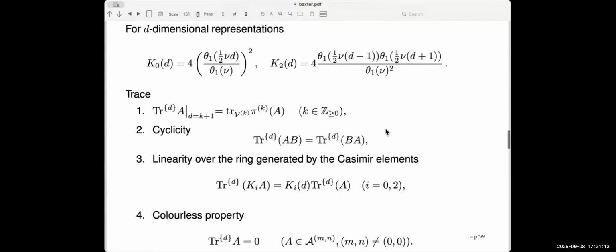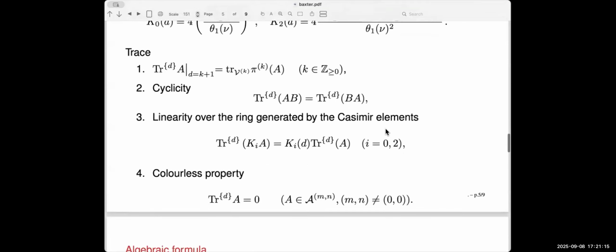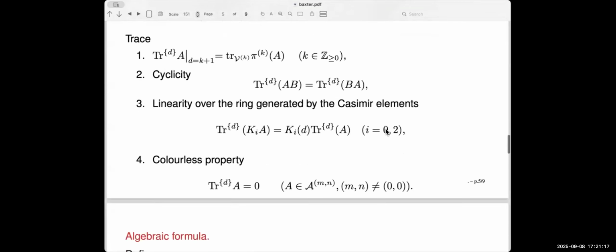So, and what we will need for our construction is the trace. It is an analytical continuation of the trace for finite dimensional representations, analytical continuation with respect to the dimension. And it satisfies several properties.